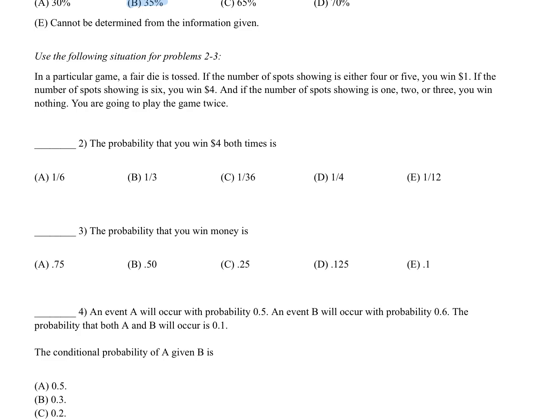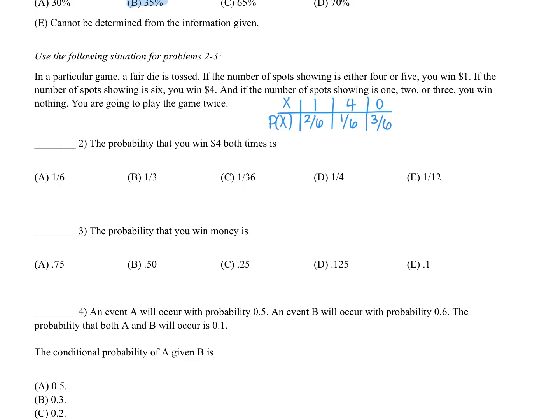So one option here is to go ahead and create the table showing your outcomes. It's not a requirement, but it can help. So you can win $1, $4, or nothing. You win $1 if you roll a 4 or 5, which there are 2, so the probability is 2 out of 6. If you get a 6, you win $4, so that's 1 out of 6. And then 1, 2, or 3 gets you nothing, so the probability is 3 out of 6.